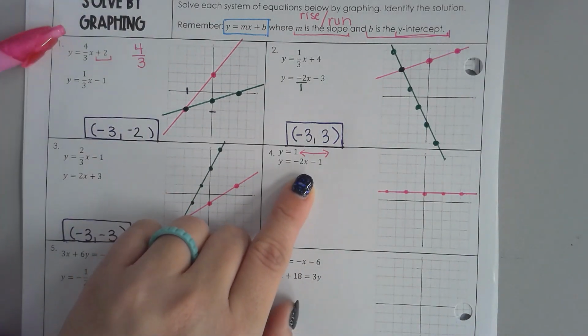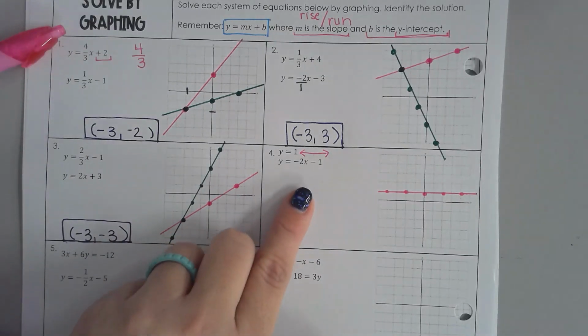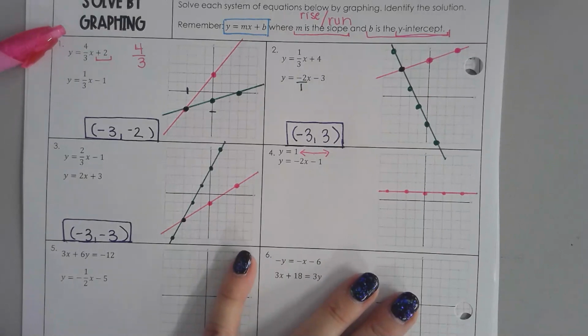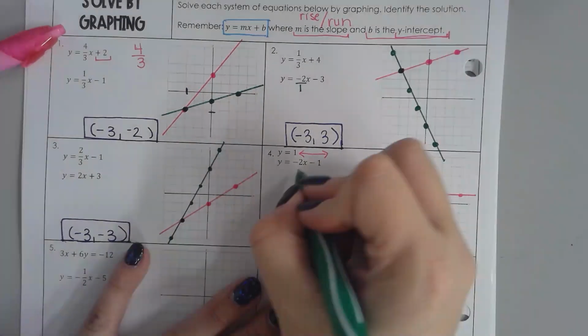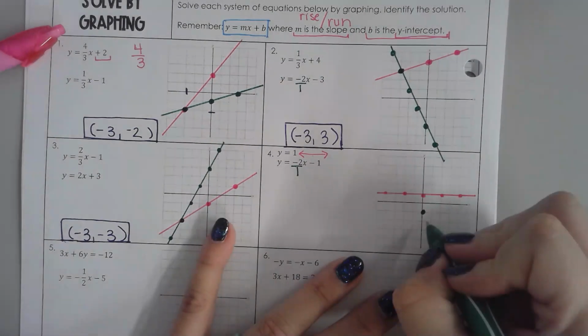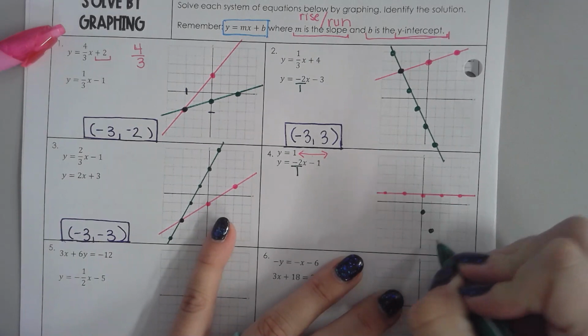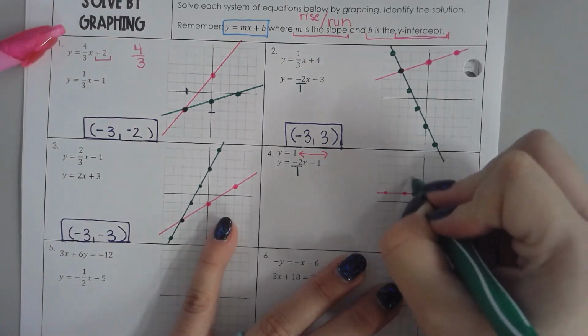And then we have the line y equals -2x minus 1. So we have a y-intercept of -1 and a slope of -2 over 1. So down 2, right 1, or I can go up and left.